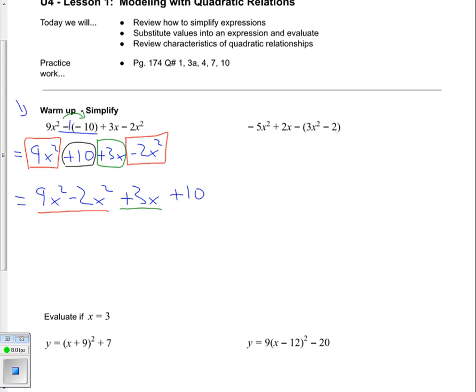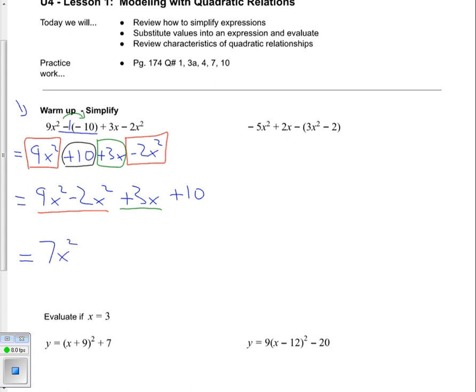There's 9x squared and negative 2x squared. So the only simplification that I can do here is actually take 9x squared minus 2x squared. So I know that 9x squared minus 2x squared is going to be the same as 7x squared.